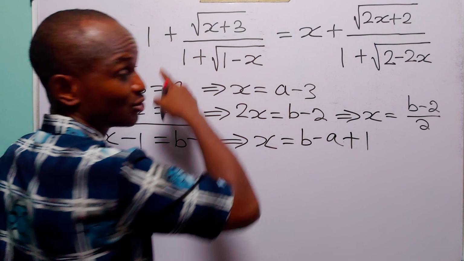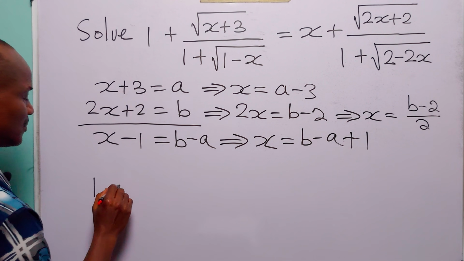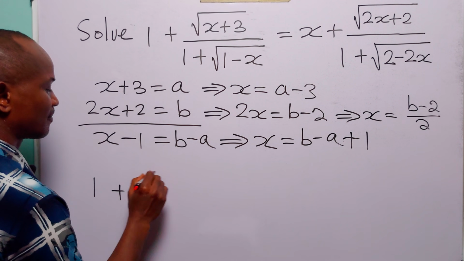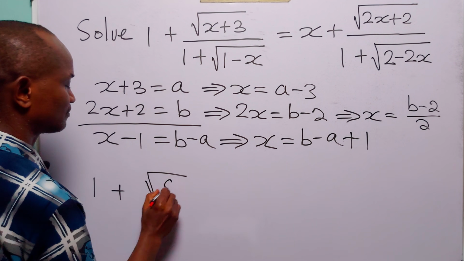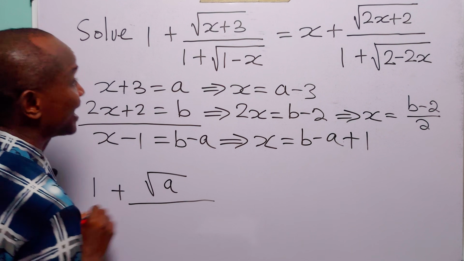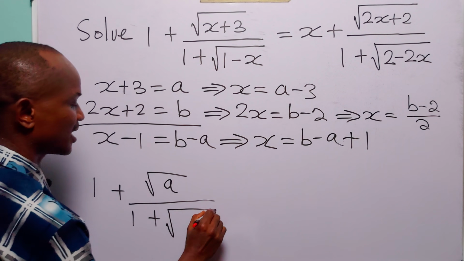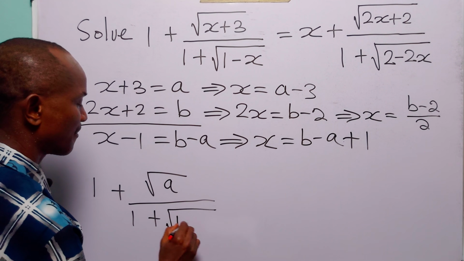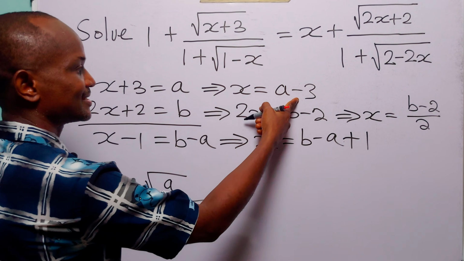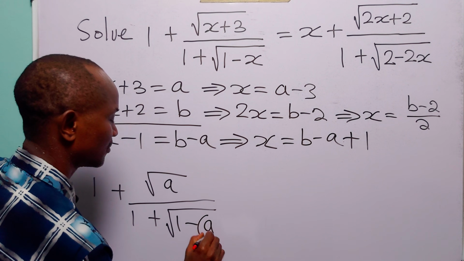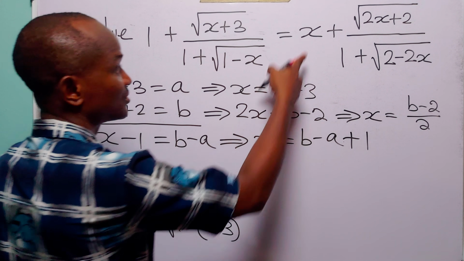Now let us rewrite the original equation. Here we have 1 plus, remember x plus 3 is now equal to a, divided by 1 plus the square root of 1 minus x. But in terms of a, x is equal to a minus 3. Now this is equal to x.